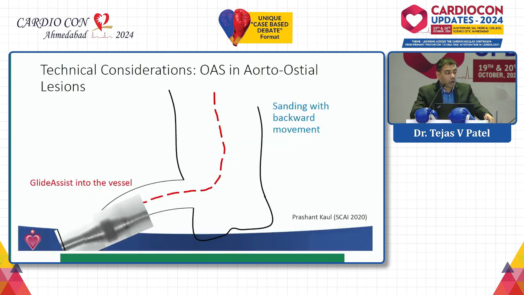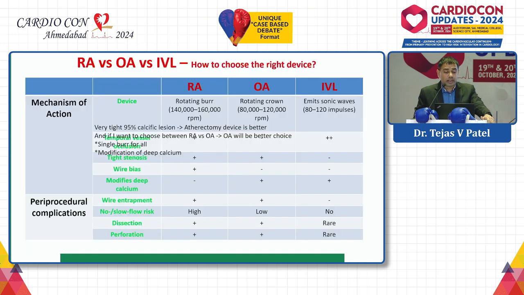And regarding the ostial lesion, it is very important to do the backward movement. So we have to do the glide assist to enter the vessel distal to the lesion, and we need to sand the calcium with the backward movement rather than the forward movement, because when it orbits in the larger artery and goes into the smaller vessel, it can create dissection or perforation. So this is one thing we need to keep in mind when dealing with any ostial lesion while doing OA.